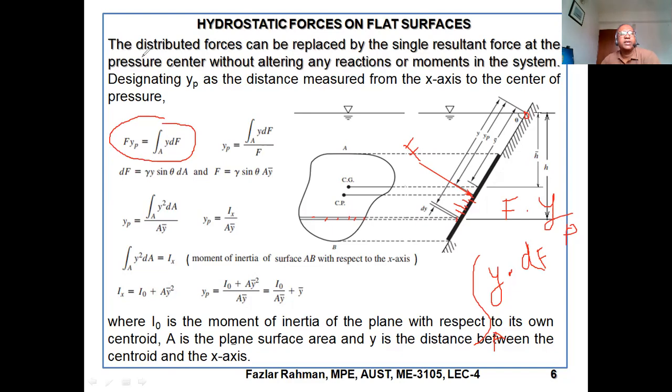Right over here, it says a distributed force can be replaced by a single resultant force working at the pressure center without altering any reaction or moment in the system. So we figured out that the total moment will be the integral of Y dF. And instead of that moment, I'm thinking of a resultant force F working. What will be that moment? F into YP. And that says these two have to be equal. Now, from here, we are getting F YP, and the target is to figure out YP. So YP equals the integral of Y dF divided by F.